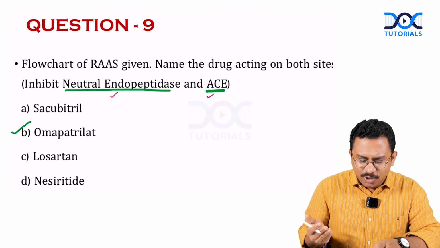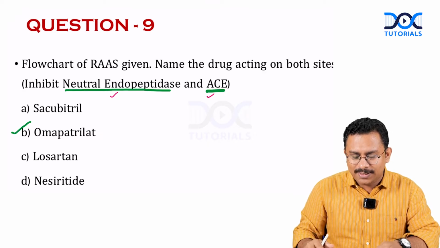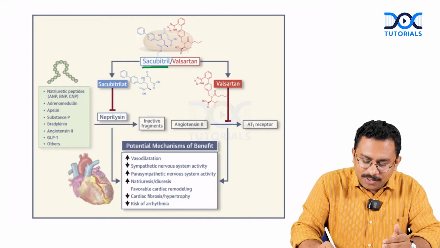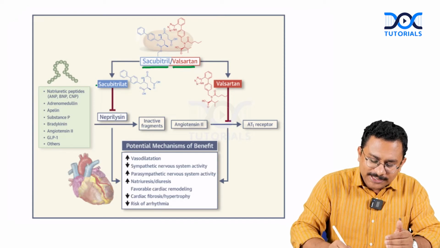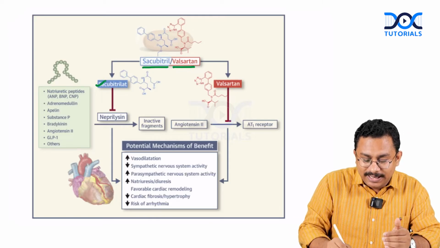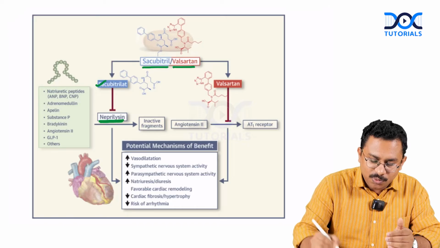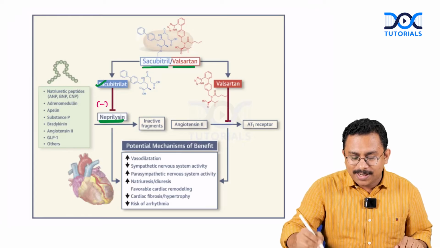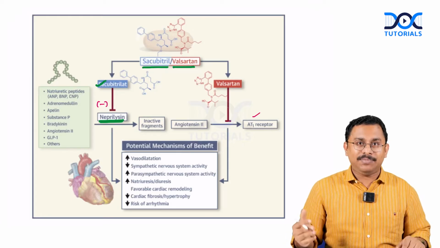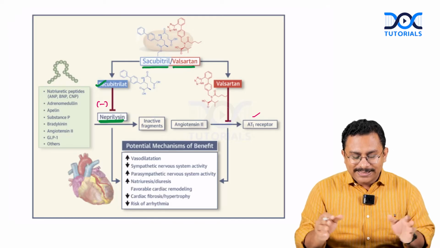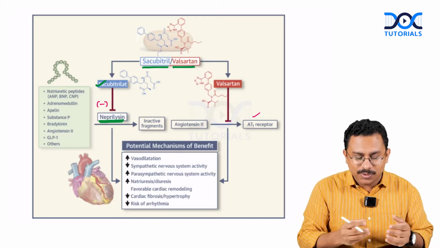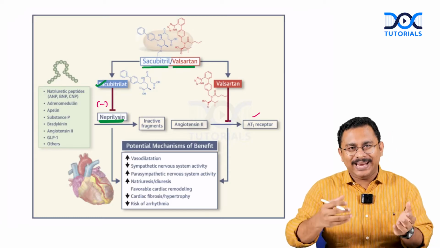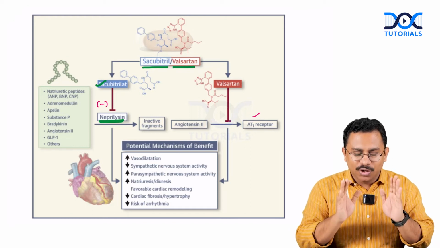Now coming to sacubitril. You know about the sacubitril-valsartan combination as well. This is also one previous question. So what does sacubitril do in this combination? It inhibits neprilysin, whereas valsartan will be acting on the angiotensin receptors. So what is this neprilysin? Neprilysin actually helps in the conversion of certain vasoactive peptides to inactive fragments. That is what neprilysin usually does.